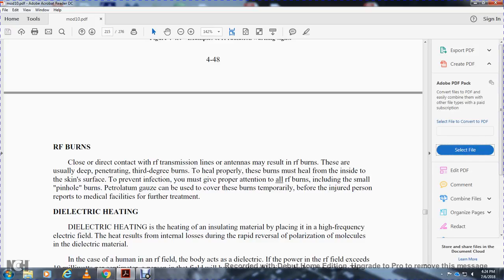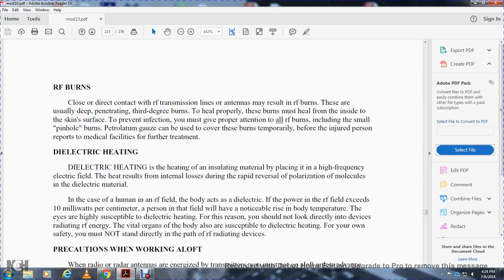All right, radio frequency burns. Being close to a radio frequency transmission line or antennas may result in radio frequency burns. They are usually deep-penetrating third-degree burns. To heal properly, these burns must heal from the inside to the skin surface. To prevent infection, you must give proper attention to all radio frequency burns, including small pinhole burns. Petrolatum gauze can be used to cover the burns temporarily before a person reports to a medical facility for further treatment.